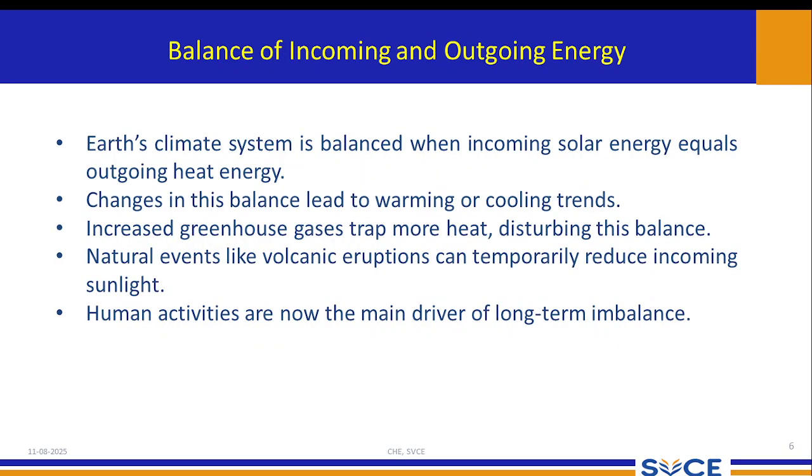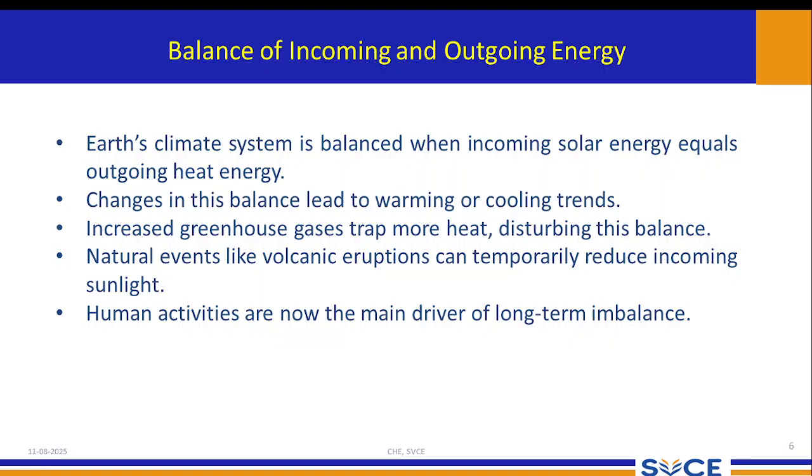Balance of incoming and outgoing energy. Earth's climate system is balanced when incoming solar radiation equals outgoing heat energy. Changes in this balance lead to warming or cooling trends. So if incoming equals outgoing, then it is okay.